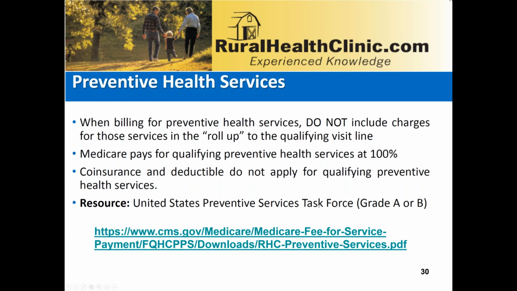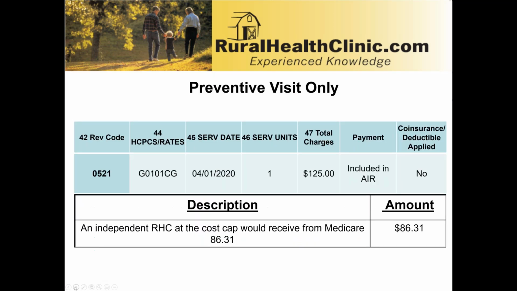Here is the listing of preventive services as well. This is the United States Preventive Services Task Force grade A or B services. So if you want to get your hands on that document, you can do that. And here's what your CG modifier is. Here's what your UB04 is going to look like.